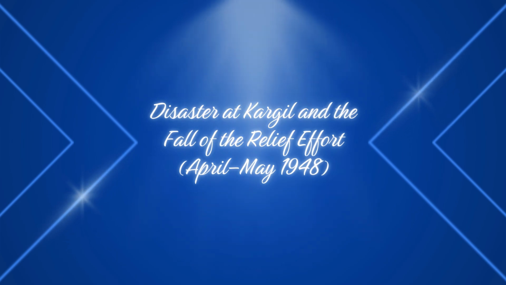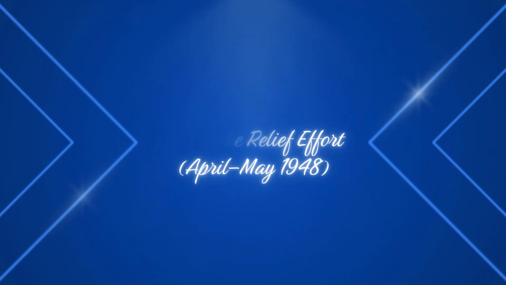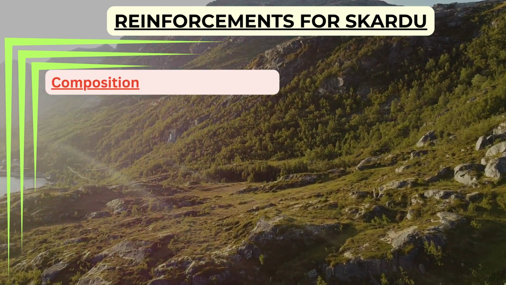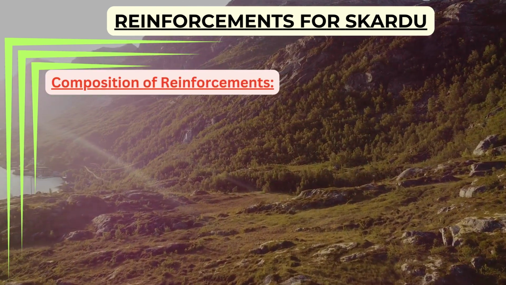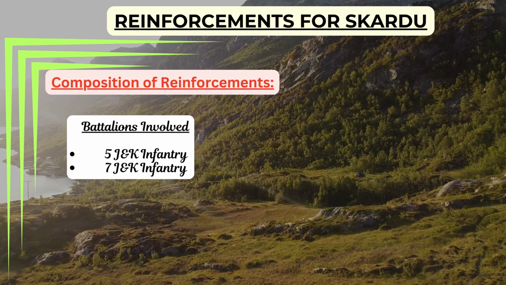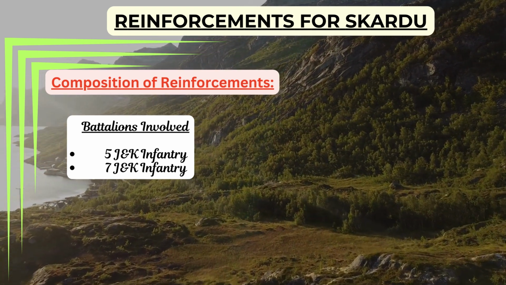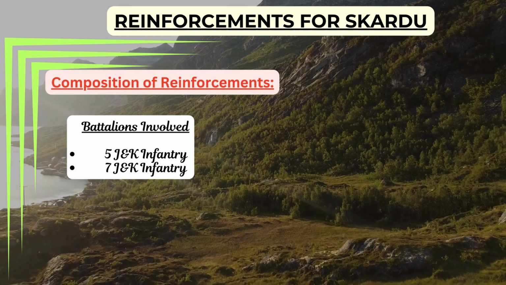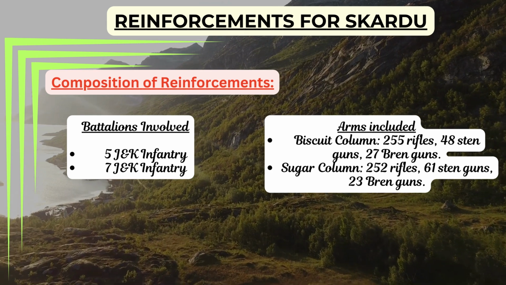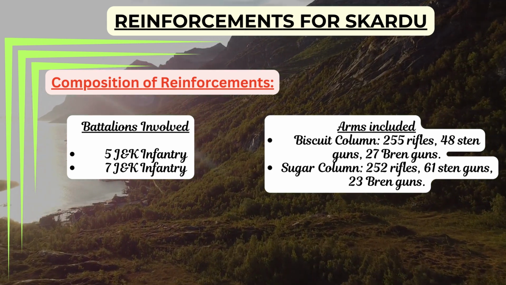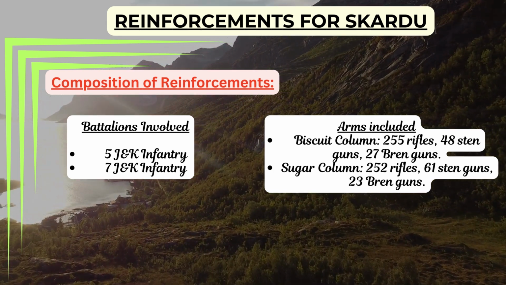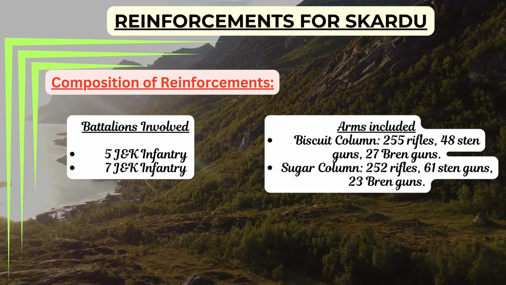At first, let's talk about the reinforcements for Skardu, an operation that was critical to relieving the garrison but was fraught with challenges. Here's a quick breakdown of the reinforcements and the issues that arose. 1. Composition of reinforcements. 2 battalions, 5 J&K infantry and 7 J&K infantry, comprising around 1,200 troops in total. Arms and equipment. Biscuit column, 255 rifles, 48 Sten guns, 27 Bren guns. Sugar column, 252 rifles, 61 Sten guns, 23 Bren guns.